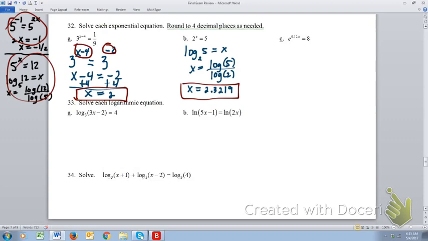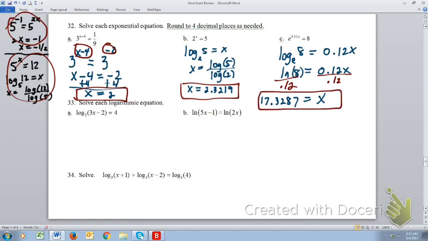Alright, on letter C, we have a base e exponential equation with the 3 parts. So in this one, we're going to need to write this as, let's see, log base e of 8 is equal to 0.12x. But we don't write logs that are base e this way. We write it as a natural log. And now we just need to divide by 0.12. So on the left you have the natural log of 8 divided by 0.12. So when you throw that into your calculator, you should get 17.3287.